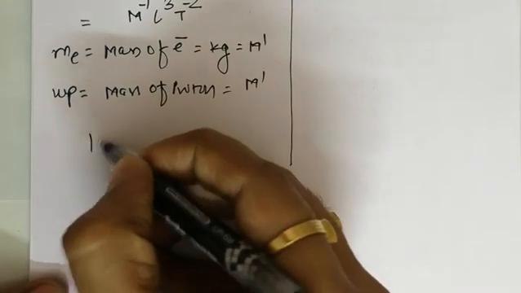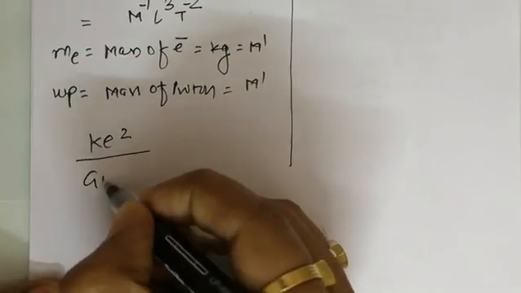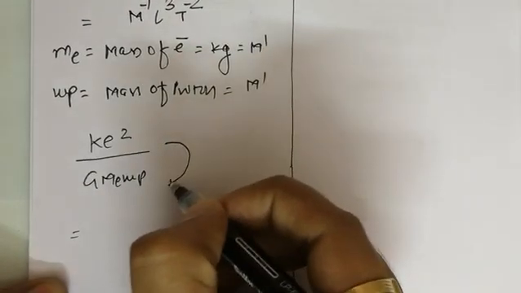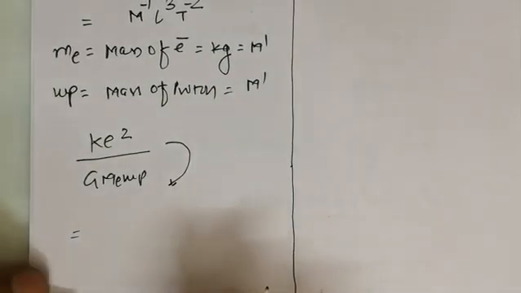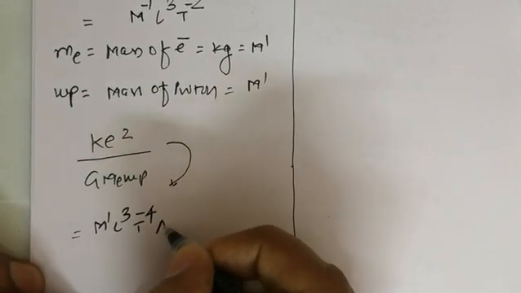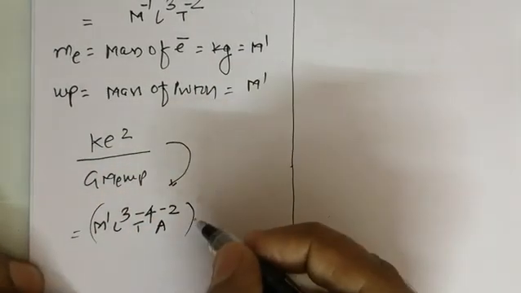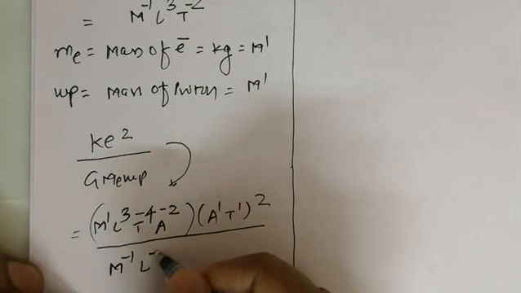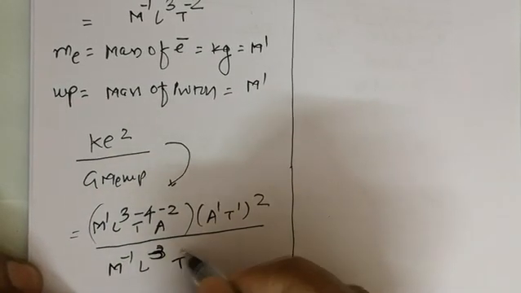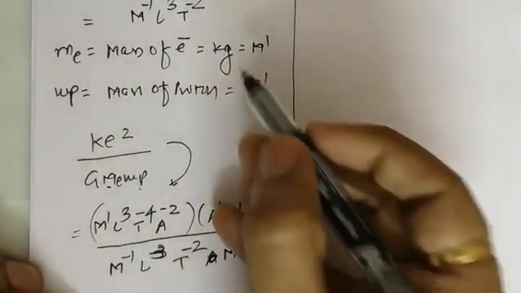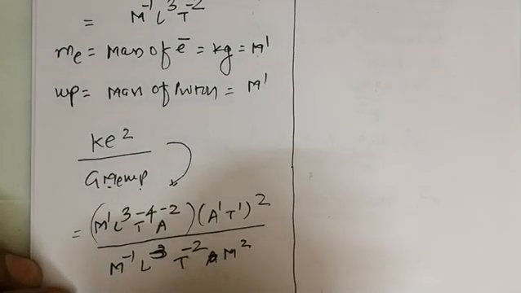Now we want to show that our original expression, K e square over G, mass of electron and mass of proton, is unitless. So we are putting all those previous values in this part. We can have the value of K as M1, L3, T minus 4 and A minus 2, times A1 T1 squared. We can have M minus 1, L3, T minus 2, and we can have M2 because I have placed mass of electron and mass of proton, M1 and M1, so M squared. So we can have only M0, L0, T0, A0.